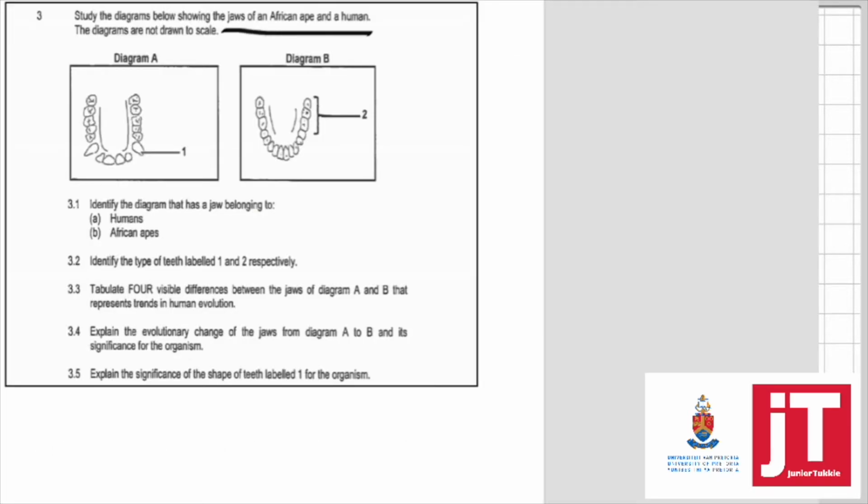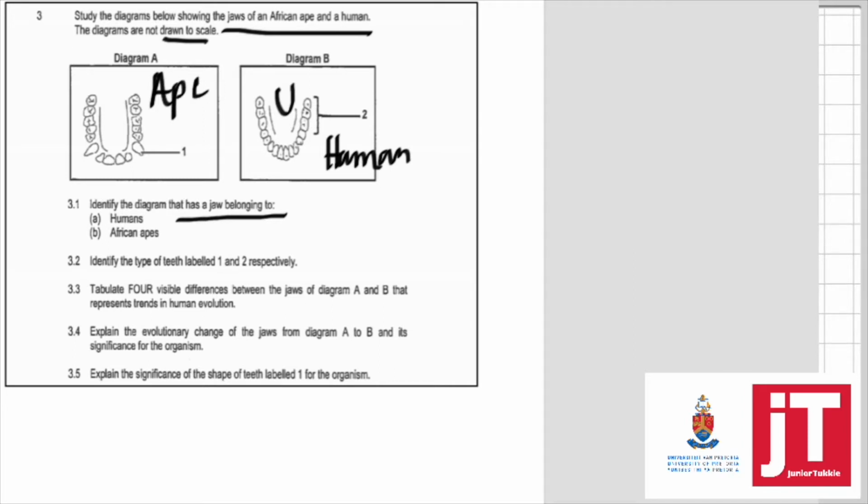Now, study the diagram below that shows the jaw of an African ape and a human, and it says the diagrams below are not drawn to scale. What you can see here is diagram A and B. One is a human, one is an ape, and you will have to be able to identify it. Now, from my theory videos, diagram B is a human because it's a C-shaped jaw, and A is a U-shaped jaw. So, that's very important that we write that down. So, B will be humans and A will be an ape.